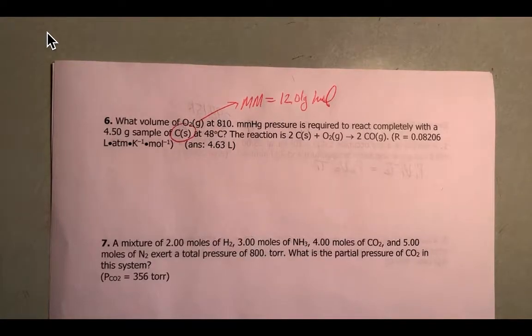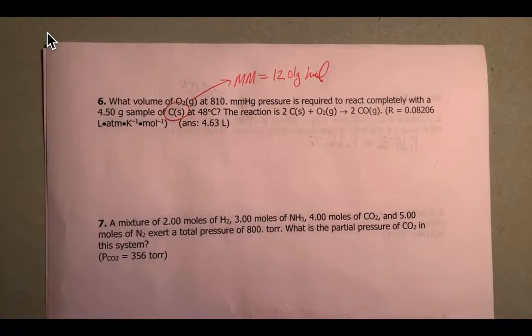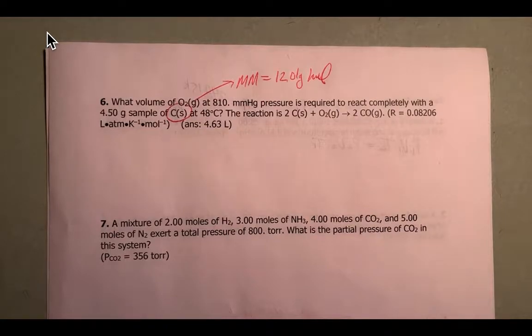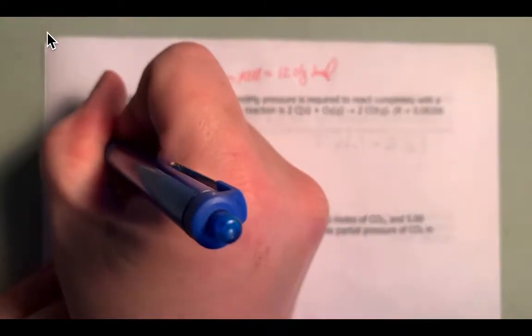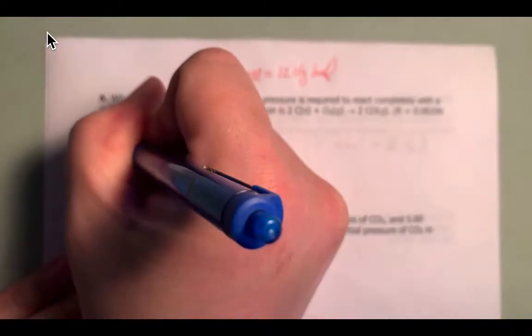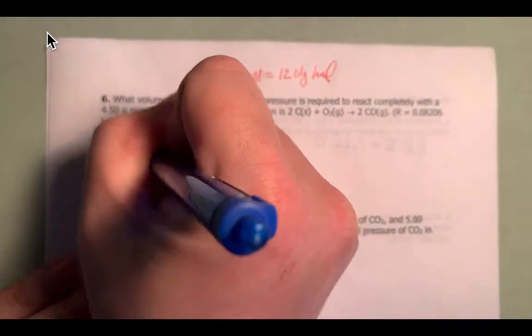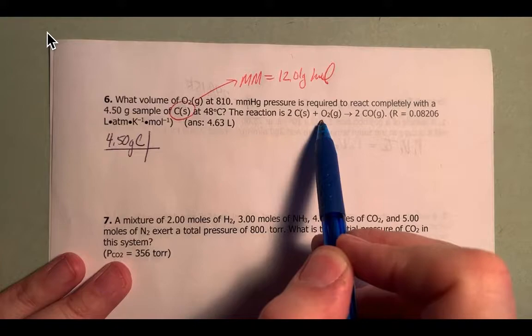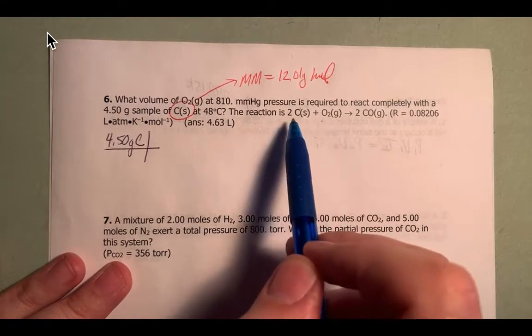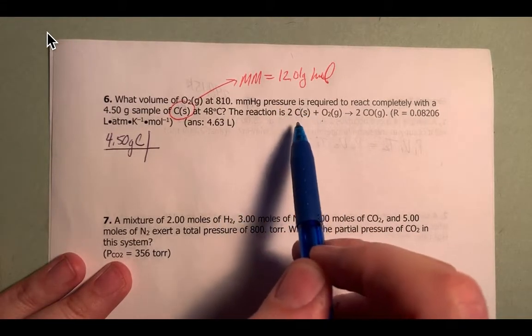All right, this question will begin like a chapter 3 question, a grams to moles to moles to grams, but we will take it into a gas law question sort of in the middle of the process. So we're starting out here with 4.50 grams of carbon, and we're asked what is the amount of O2 that's needed to react with all of that carbon.